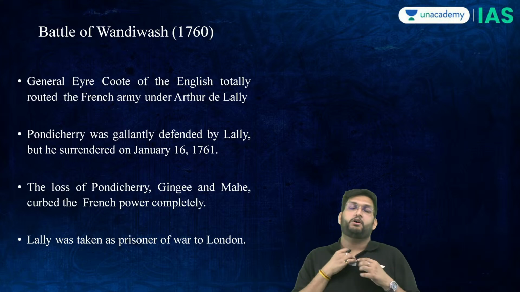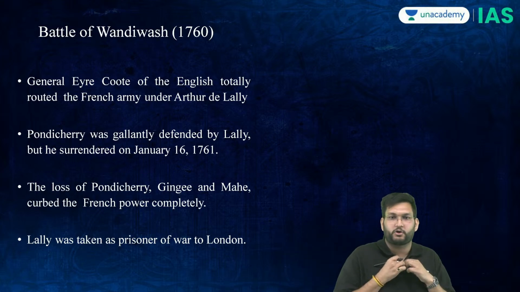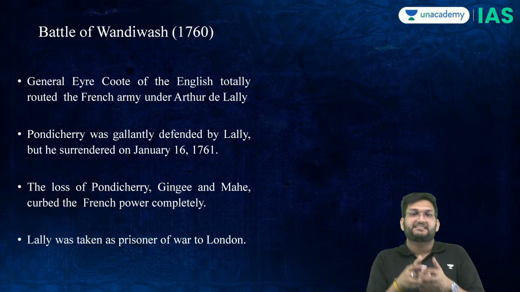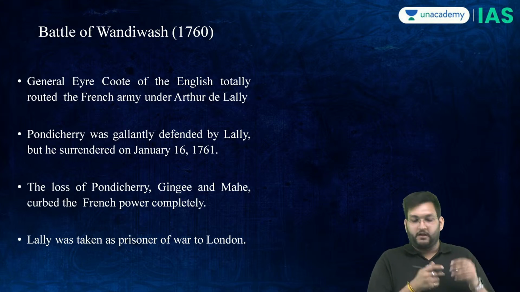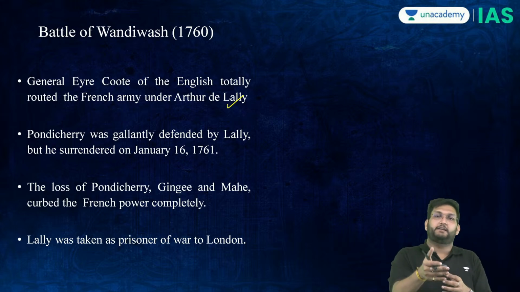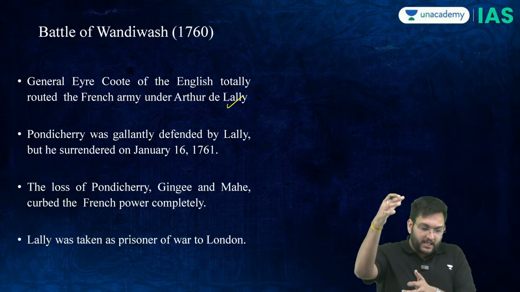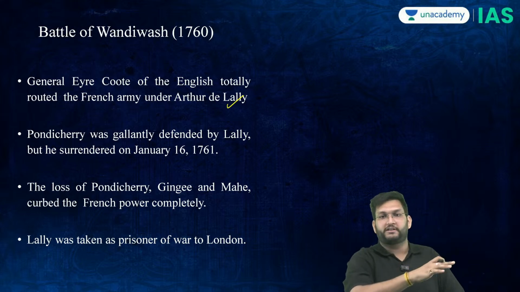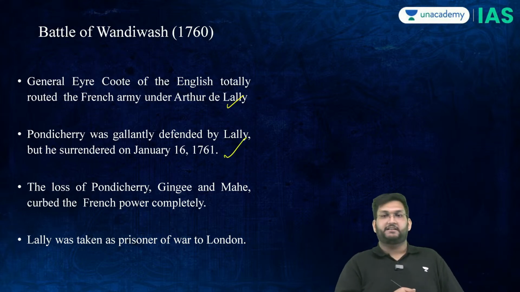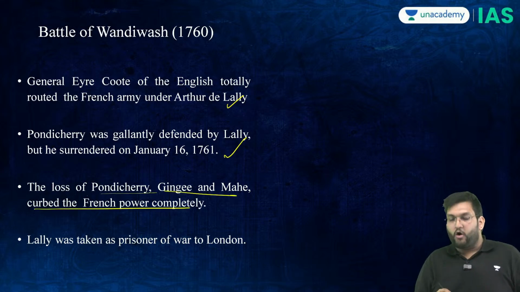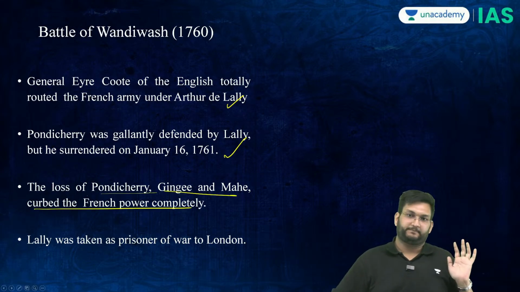Why is the Battle of Vandy Wash considered so important? Because after the Battle of Vandy Wash, the French ceased to be a threat to the British. What is going to happen is General Coote will then move and defeat Arthur de Lally. He will take Madras, push him to Pondicherry, then enter the Pondicherry sector, and the French are very quickly going to lose all of their territory to the English.